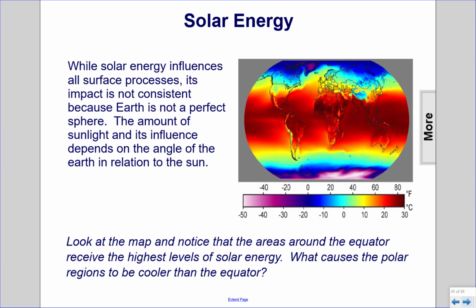Solar energy. While solar energy influences all surface processes, its impact is not consistent because Earth is not a perfect sphere. The amount of sunlight and its influence depends on the angle of the Earth in relation to the sun. Look at the map and notice that the areas around the equator receive the highest levels of solar energy. What causes the polar regions to be cooler than the equator?